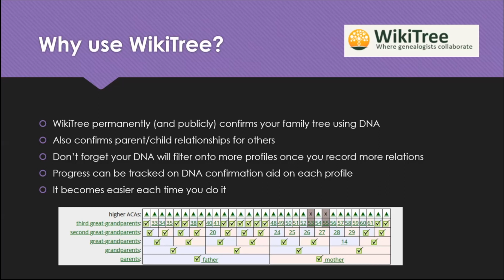And don't forget that your DNA is going to filter through onto these profile pages. And if you or somebody else records more relations that are related to you within a third cousin level, then it will filter under those profile pages once those profiles are added. And then you can look at those confirmation aids on each of the pages.